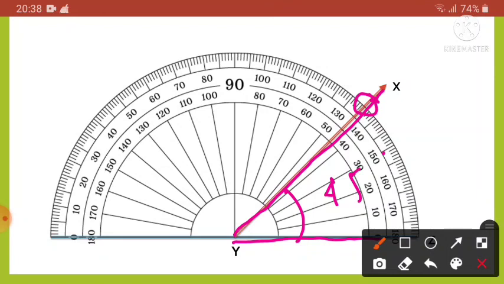Similarly, any angle from 0 to 180 degrees can be drawn with the help of the protractor. You will get the video lecture of this construction also. If you have any problem at any point, pause it and recap it.